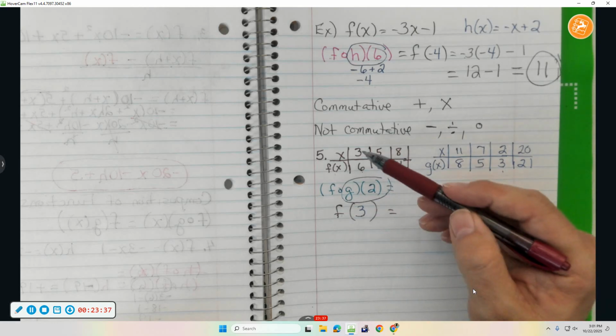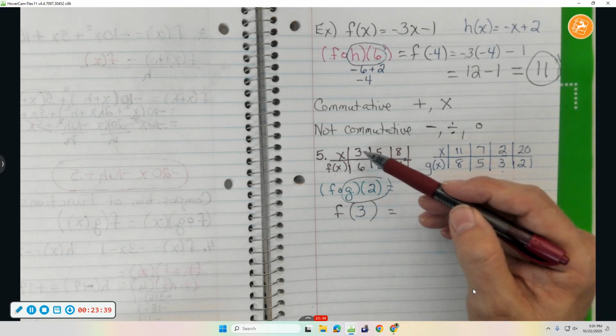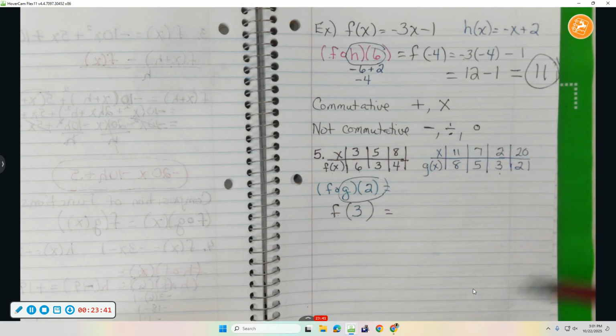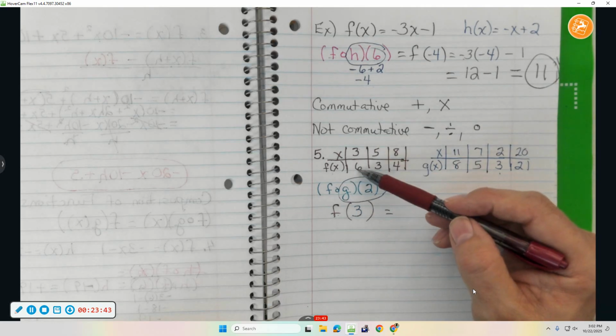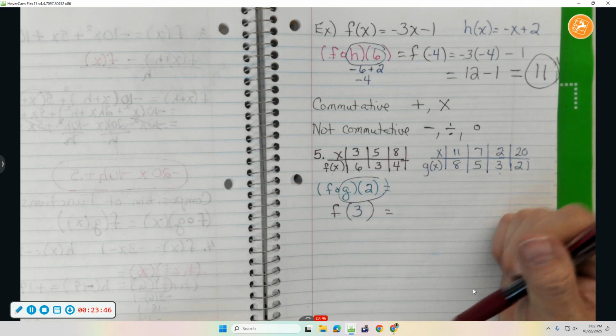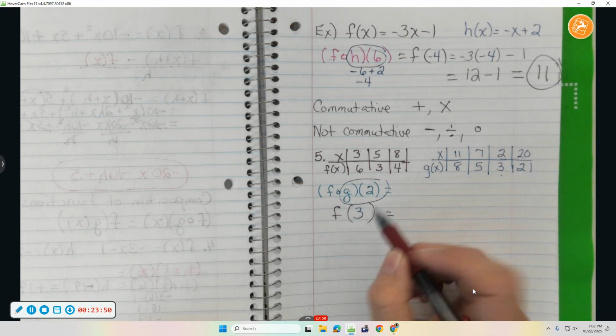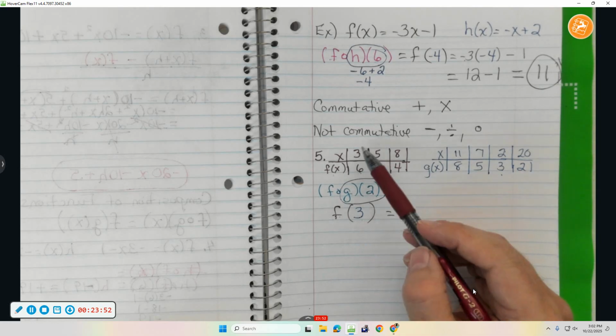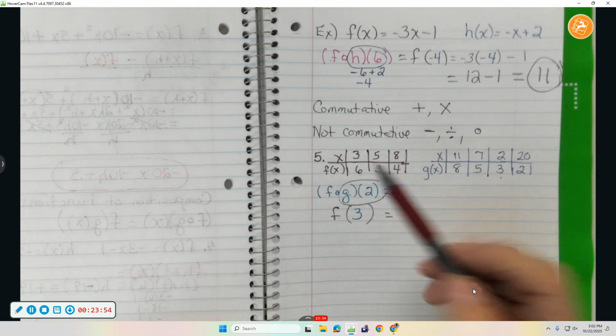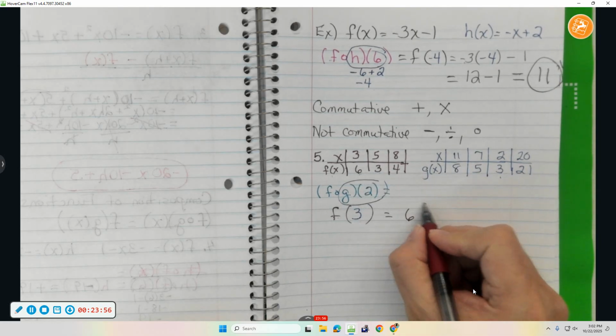f of 3. What's the y value being assigned to 3? Well, let me ask, what's the answer going to be? Is it going to be 6 or 5? The number in the parentheses is always x. Okay, so f of 3 is 6.